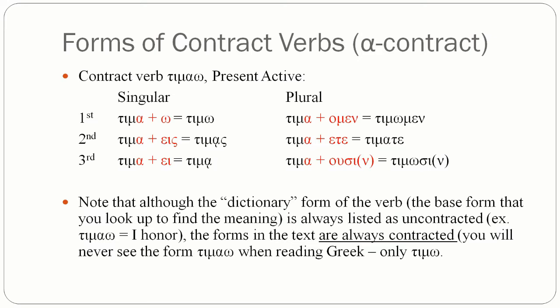Then your plurals, alpha plus any O sound, in this case it's an omicron, becomes an omega. Tima amen becomes timomen. Second person plural, alpha plus an E sound, here it's an epsilon, becomes an alpha, timate. And your third person plural, alpha plus the omicron upsilon diphthong produces an omega, timosin.